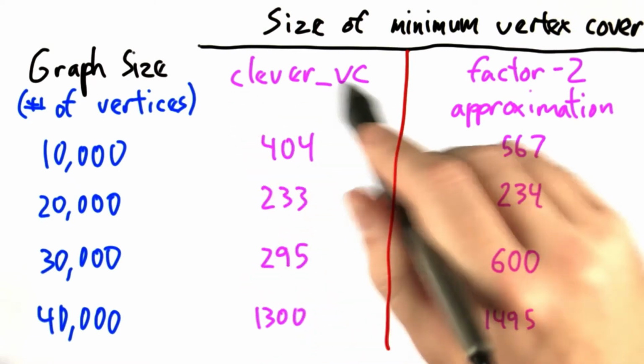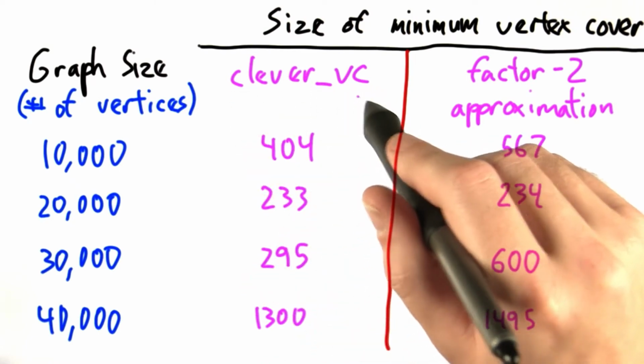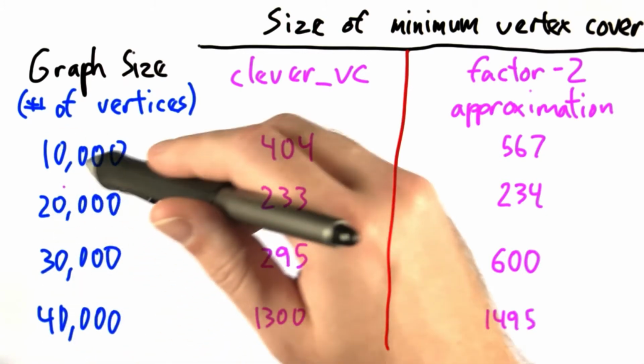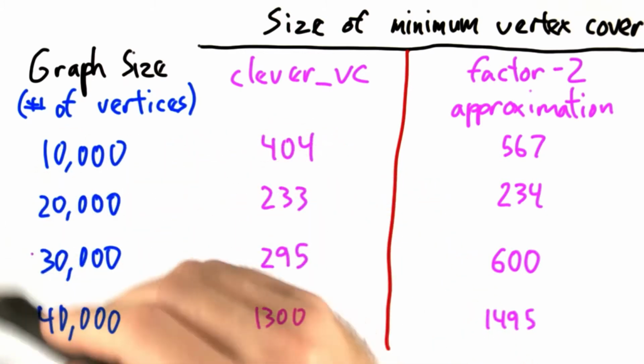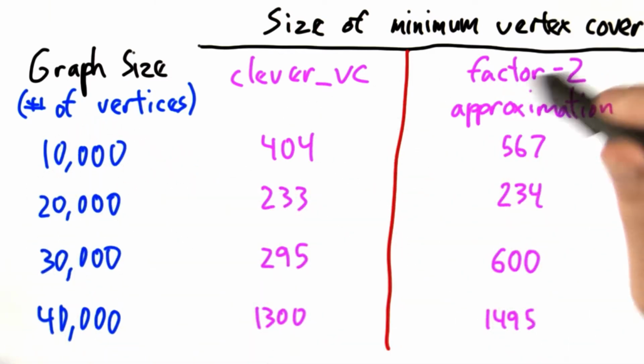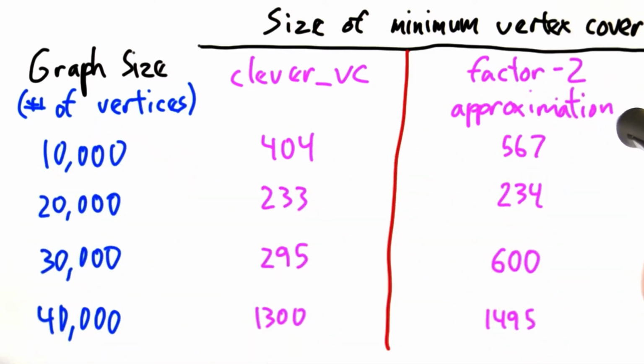In order to test the performance of Clever VC, how about we test it against 4 fairly large graphs of 10,000, 20,000, 30,000, and 40,000 vertices, and let's compare that against a factor 2 approximation algorithm that we have. See what the sizes that both come up with are.